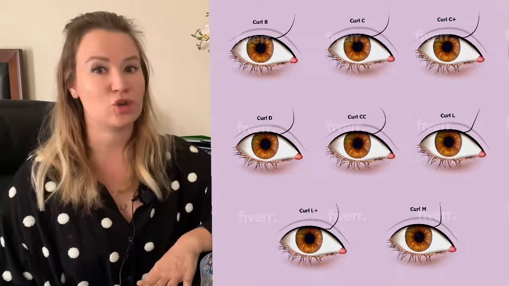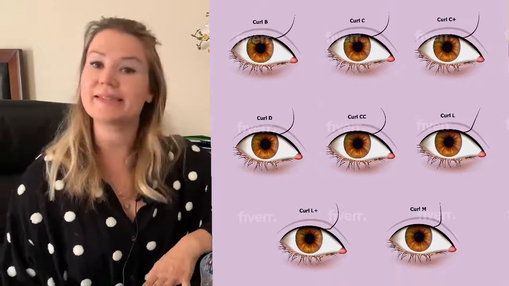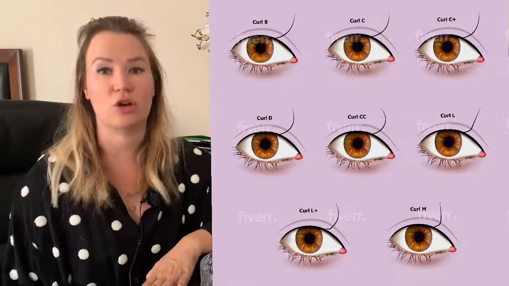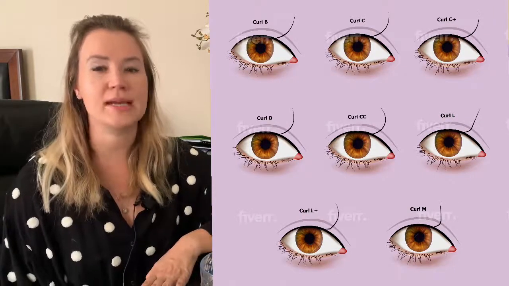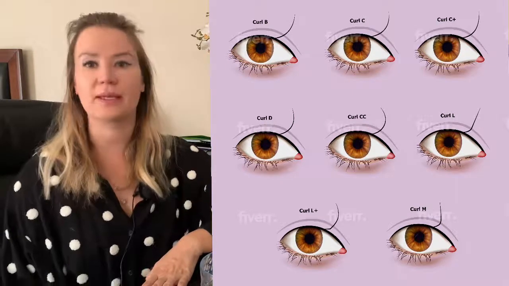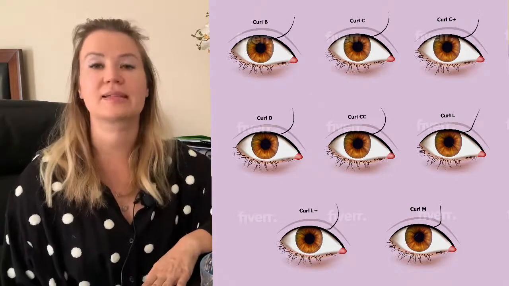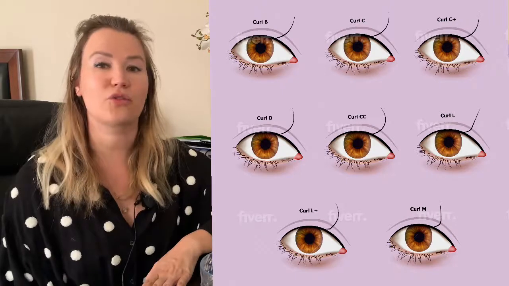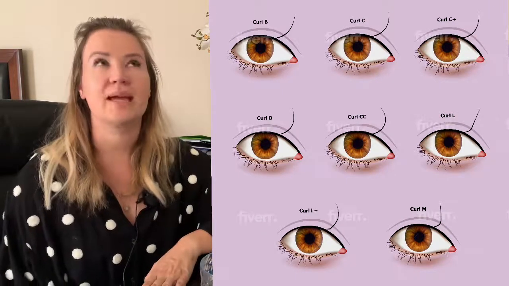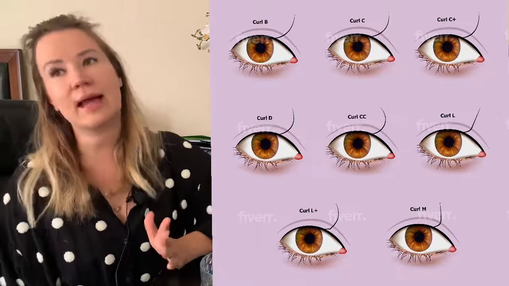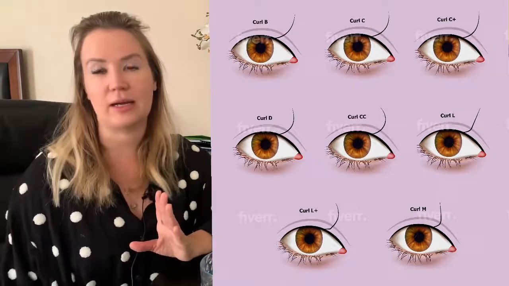Now the next curl we're going to talk about is actually the C curl. So the C curl is one of the most popular curls. I would strongly recommend it for beginners when you're just starting out, because I would say 80% of your clients' lashes will kind of mimic the C curl.